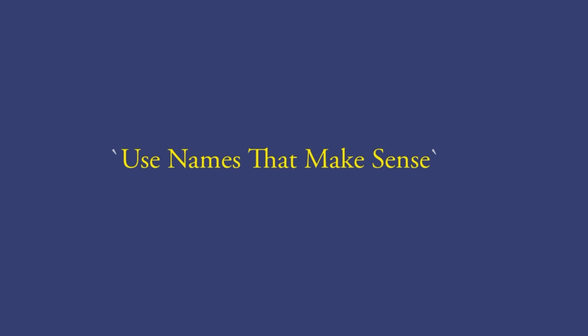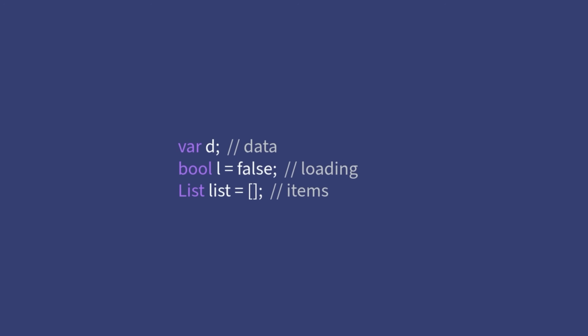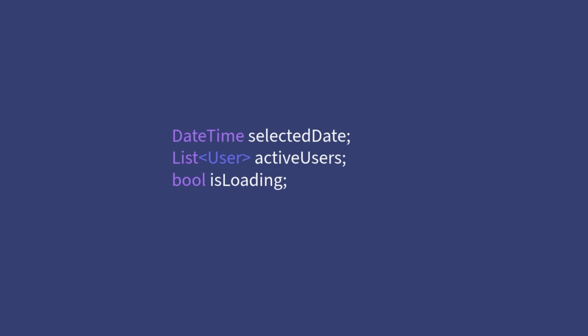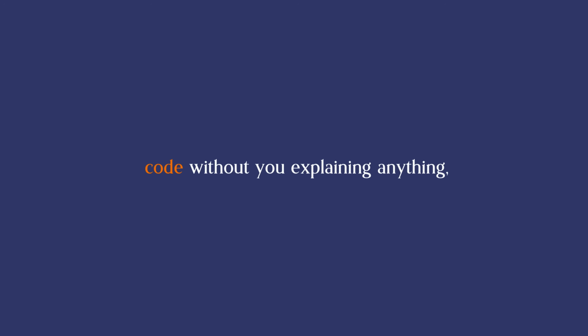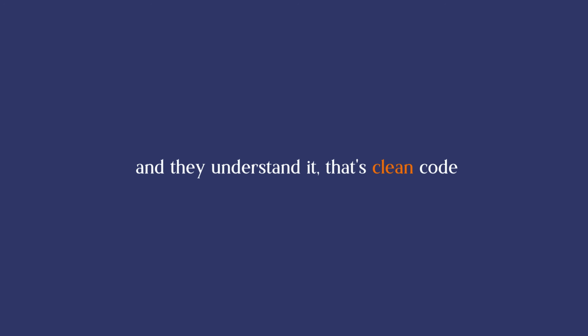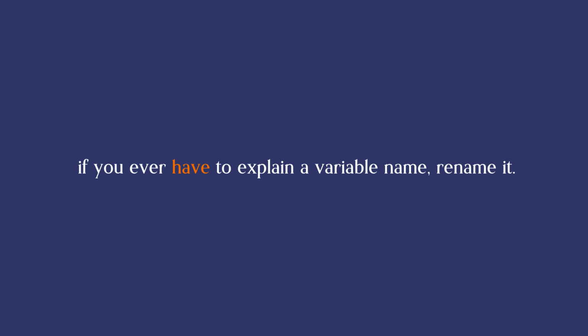Principle 2. Use names that make sense. Bad naming creates confusion. If someone sees a variable called D or L, or just list, what does that even mean? Your code should read like English. Instead of mystery names, use names that explain intention. When someone reads your code without you explaining anything, and they understand it, that's clean code. If you ever have to explain a variable name, rename it.